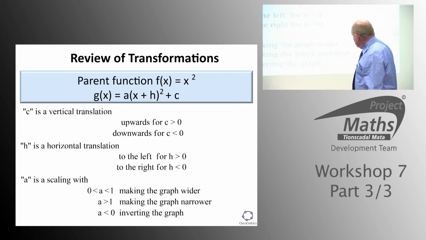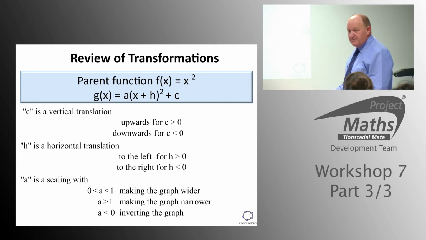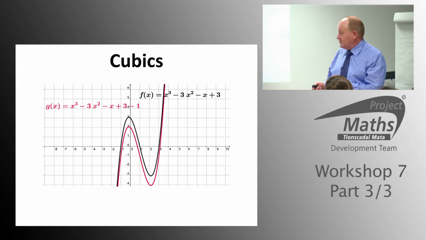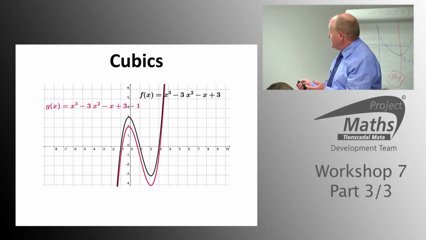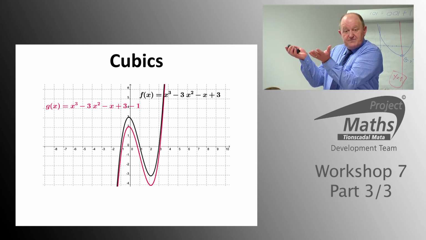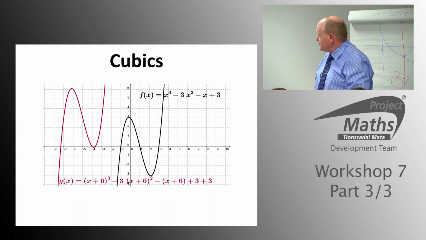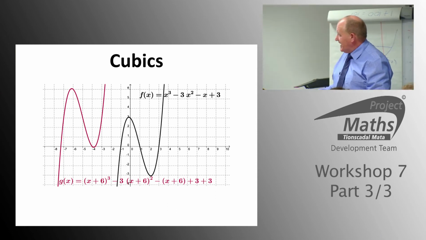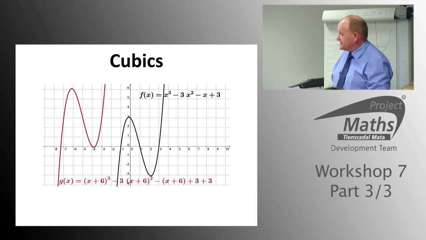There's a summary, and you could use GeoGebra to do a lot of this stuff as well. The same holds for cubics. There's shifting and scaling in cubics as well. And so there's a cubic. If, instead of having 3 here at the end, we had 4 or something, the cubic will shift up. So the same thing holds for shifting and scaling there. Do you see that one here? Instead of the x, I'm replacing it by x plus 6.